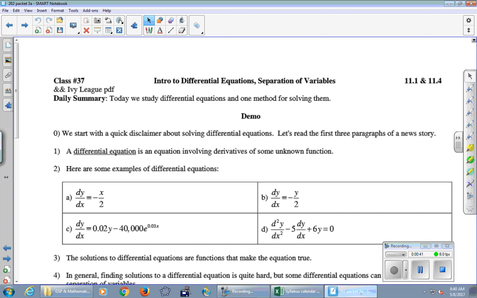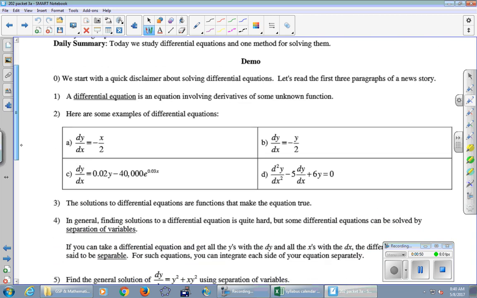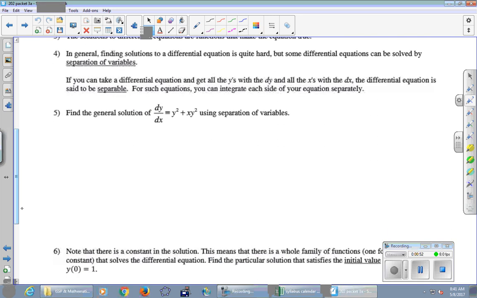Okay, so here we are on 68. Today we study differential equations and one method for solving them. I'm a little bit under the weather right now, and you guys are just getting the highlights. So let's skip down to number 5.